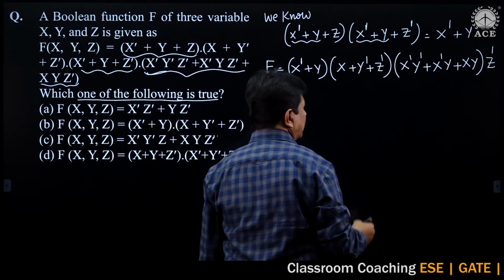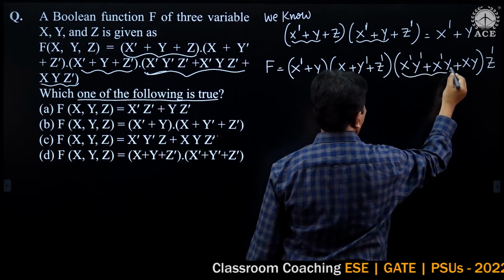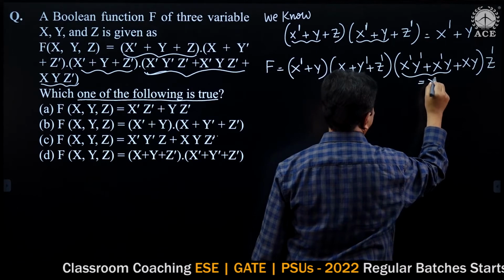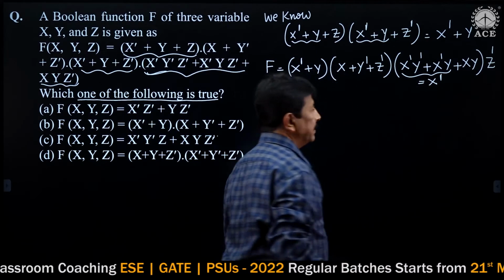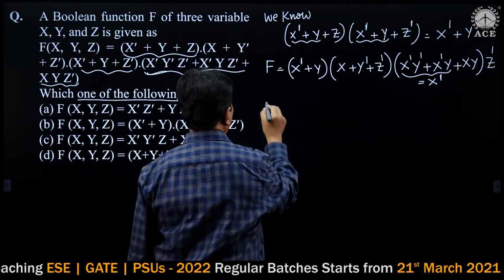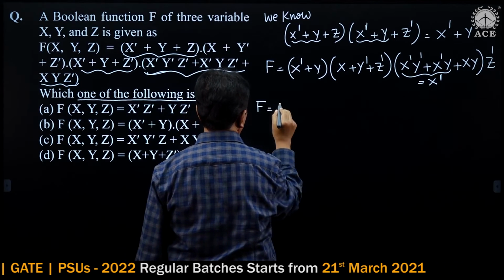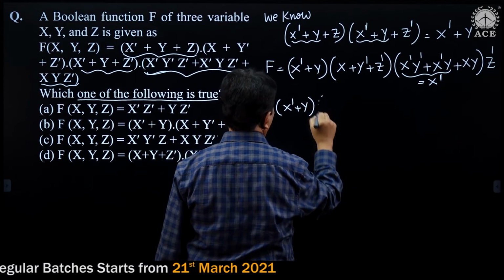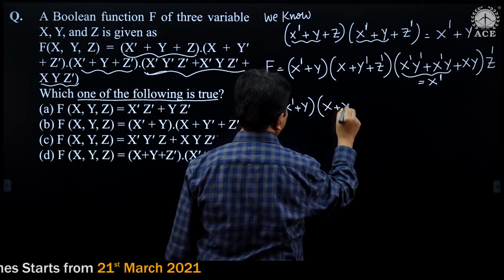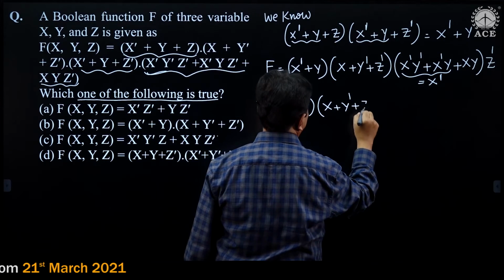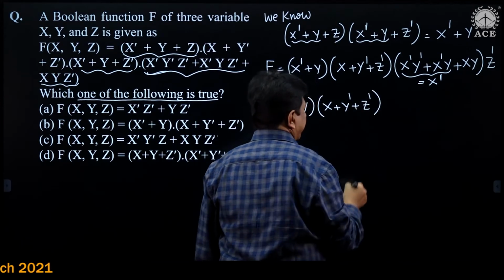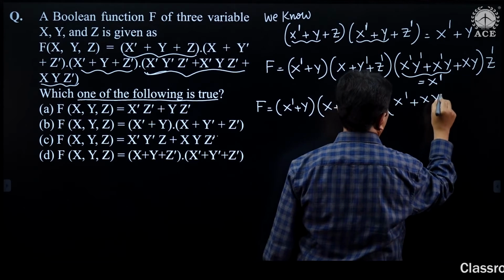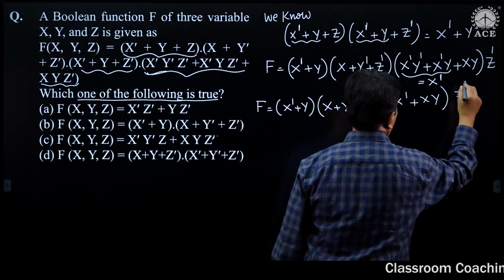You know that x bar y plus x bar y bar plus x bar y, this will become equal to x bar. That's it. That will become equal to x bar. So f is equal to x bar plus y, x plus y bar plus z bar, x bar plus xy into z bar.